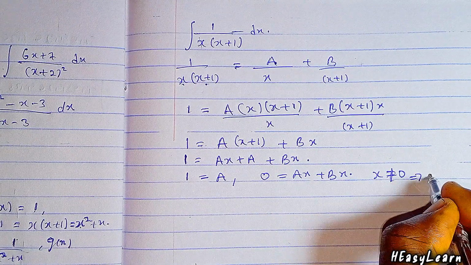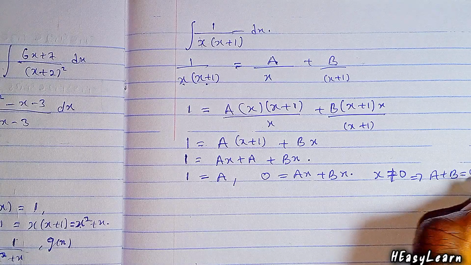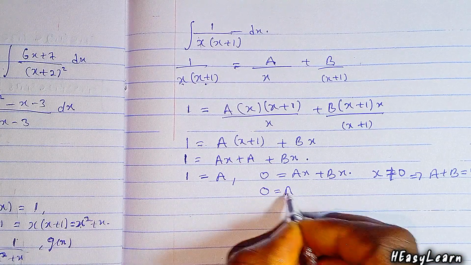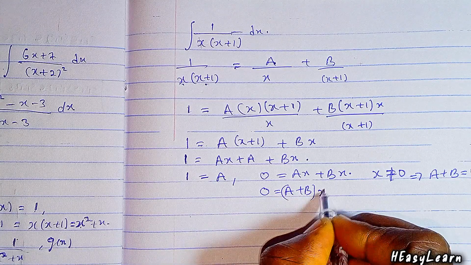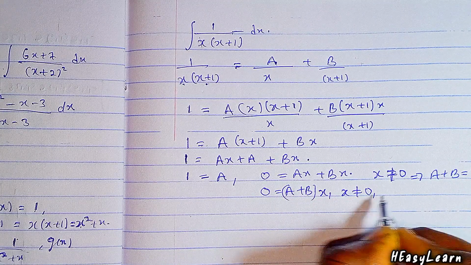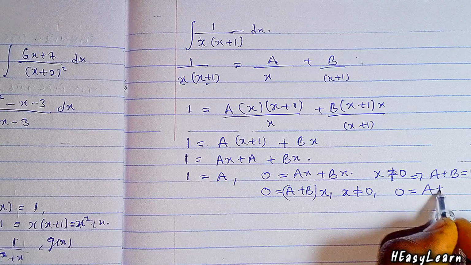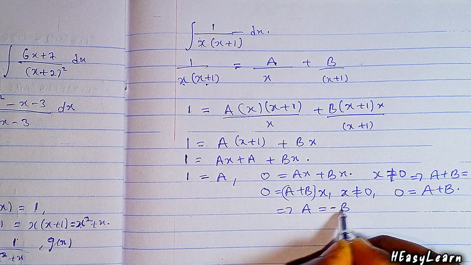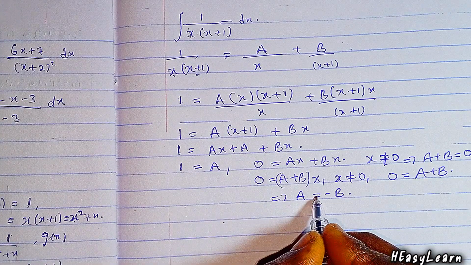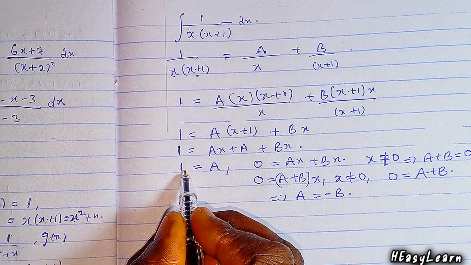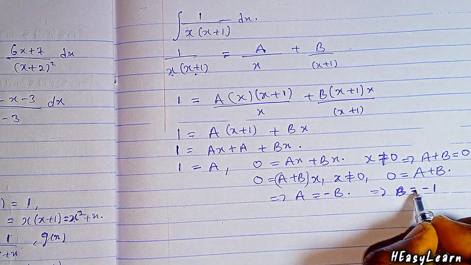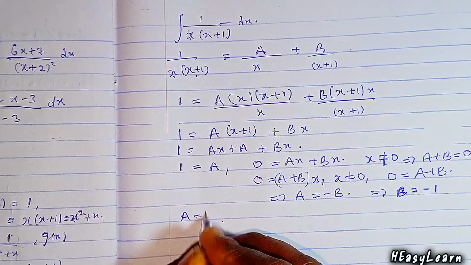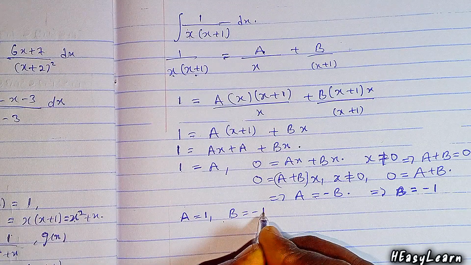This will imply that A plus B will be equal to 0, because we have 0 equals (A plus B) times x, and x can never be 0. So 0 equals A plus B. This implies that A equals minus B. But we know that A equals 1. This will imply that B equals minus 1.